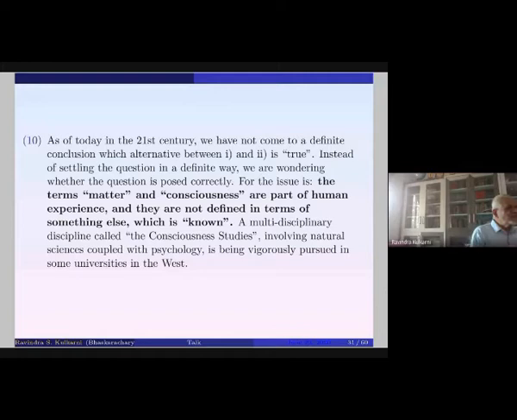A multidisciplinary discipline called consciousness studies, which involves natural sciences coupled with psychology, is now being vigorously pursued in some universities in the West. And it's called the consciousness problem. This is the main remaining problem for natural science as well.